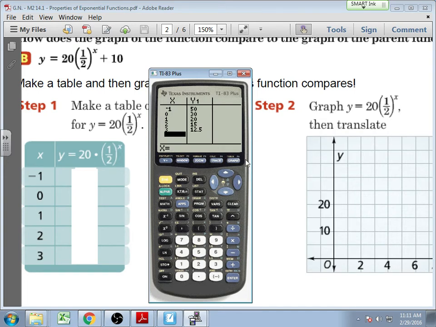So with this table, I know enough of my values to start my graph.